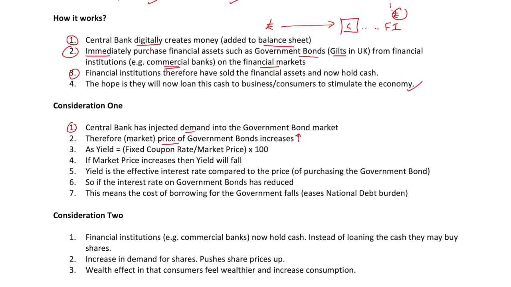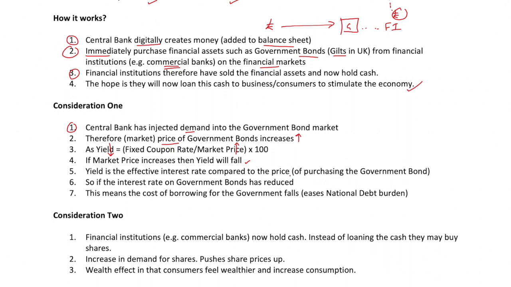When we're thinking about a government bond, yield equals the fixed coupon rate divided by the market price times 100. And we've seen here, because there's extra demand, that the price will go up. If the price has gone up, that means the yield must fall. So market prices go up because of the extra demand from the central bank, but that leads to yields falling. And remember, yield is just the effective interest rate compared to the price of purchasing the government bond.